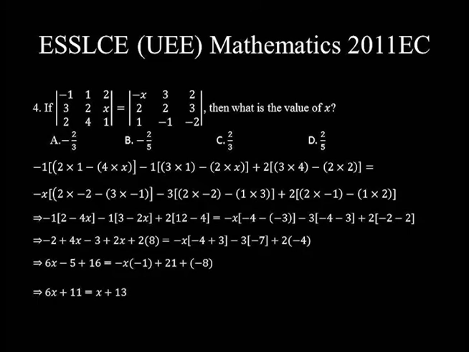This implies collecting like terms, that is 6x minus x is equal to 13 minus 11. This implies 6x minus x is 5x, which is equal to 13 minus 11 is 2. Dividing both sides by 5, we will find x is equal to 2 over 5. Thus, choice D is the correct answer.